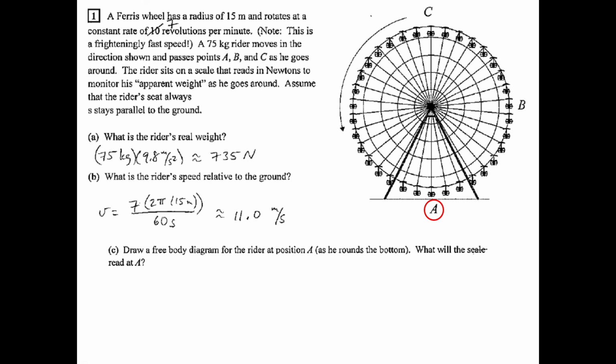All right, now we're going to go successively from position A, then we'll do position C, and because B is a little bit more complicated, we'll do that one last. Draw a free body diagram for the rider at position A. Show all of the forces on the rider, and then use that to answer what the scale will read when they're at A. One of the forces on the rider should be the force of the scale on the rider. All right, we'll be back with the solution.